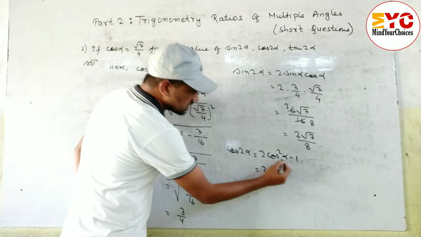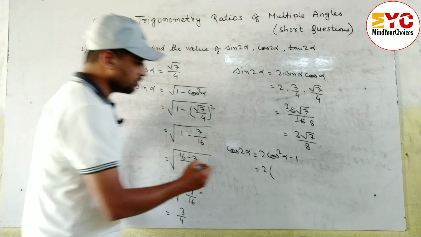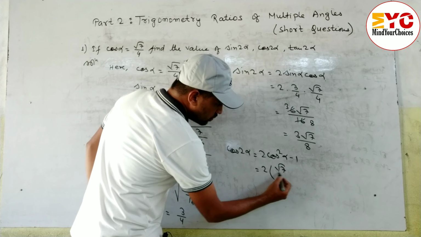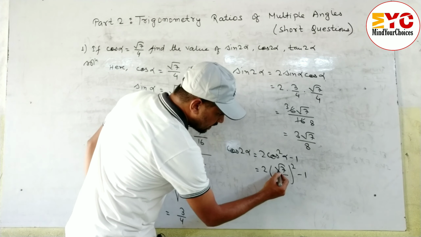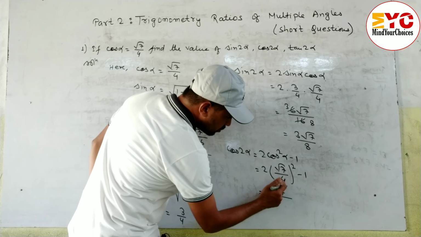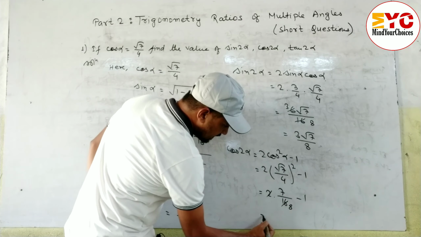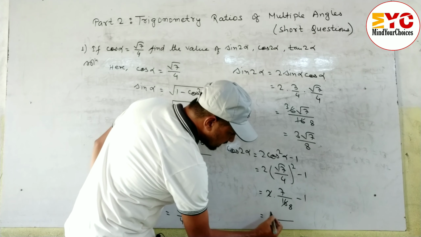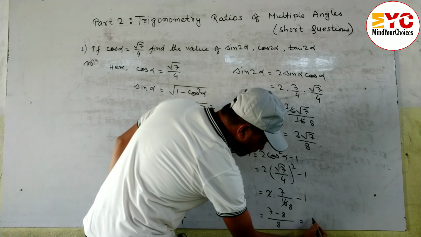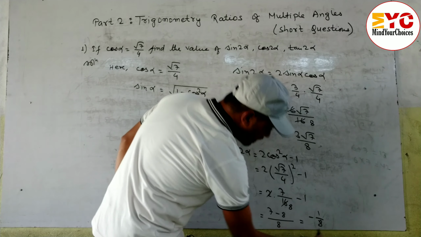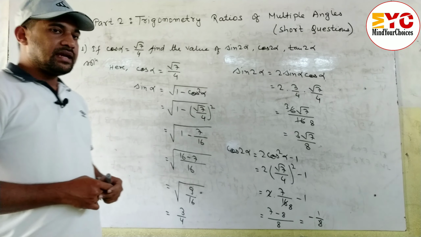So in the 2 cos square alpha formula, the value of alpha is root 7 by 4. So here we can write root 7 by 4 whole square minus 1. 2 root 7 means 7, 4 square means 16, minus 1. 2 8s are 16. Now here taking LCM 8, we can write 7 minus 8 is equal to minus 1 by 8. So the value of cos 2 alpha is minus 1 by 8.